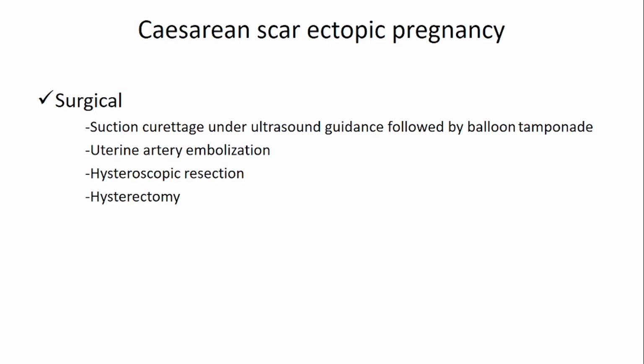Surgical procedures for cesarean section scar ectopic could include suction curettage under ultrasound guidance, followed by balloon tamponade, because if you don't do that, you must tamponade the effect of your curettage so that bleeding will stop. And then you can do uterine artery embolization if you have the expertise. You can do hysteroscopic resection. Again, these are very highly skilled procedures. And of course, if everything fails, you should go on to do a hysterectomy.